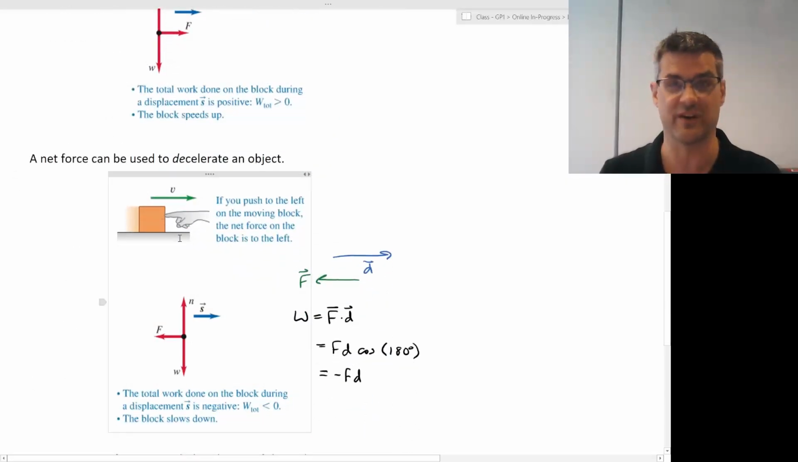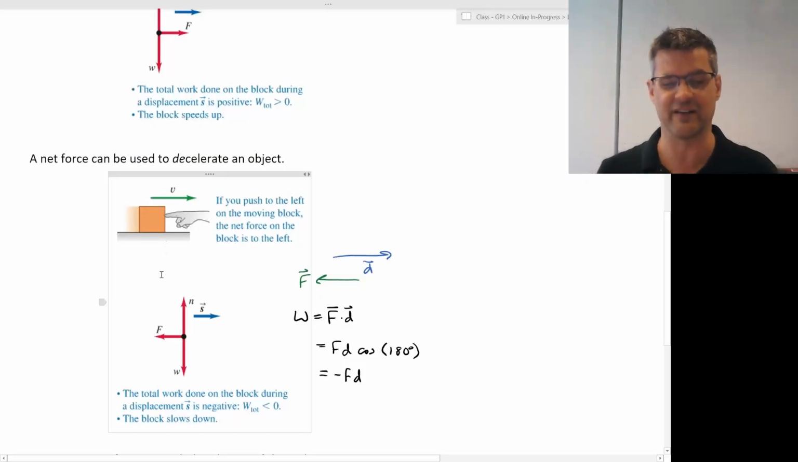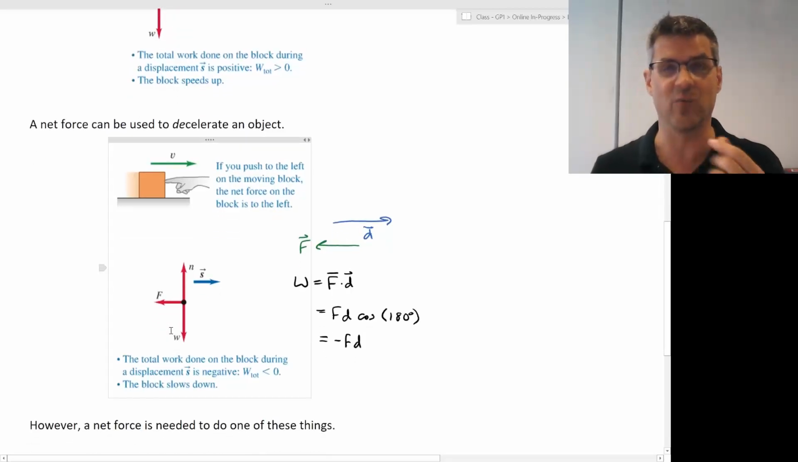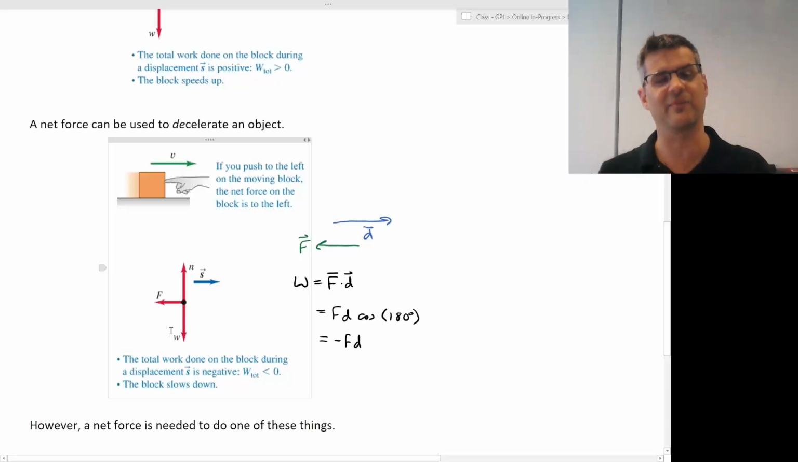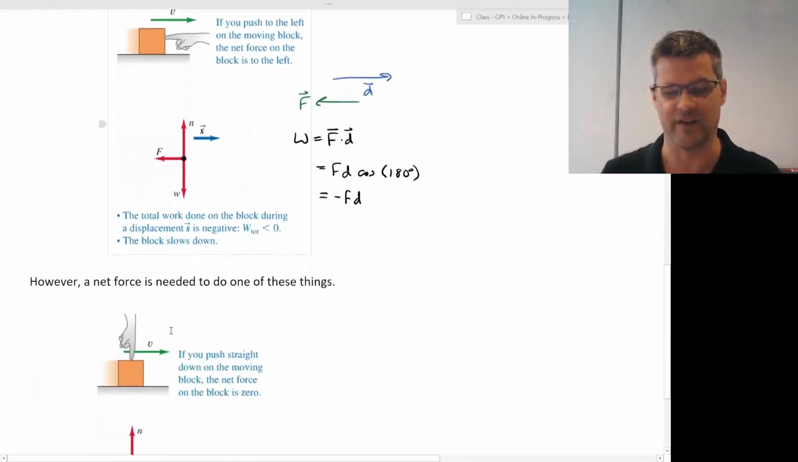Similarly, I can use the work kinetic energy theorem to slow down a block. So maybe the block is moving to the right. It has some initial kinetic energy, but I start applying some net force in the opposite direction. It's going to take energy out of the system. Energy that was kinetic is now being taken back out of the system because I'm doing negative work on it.